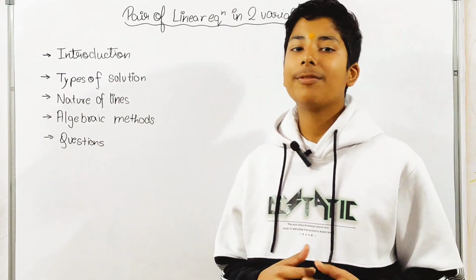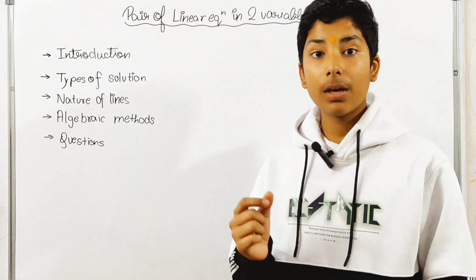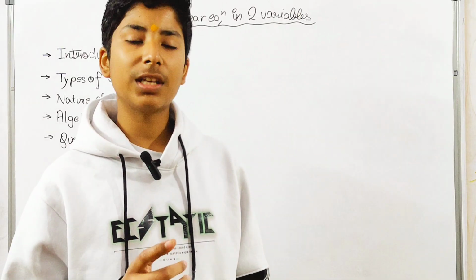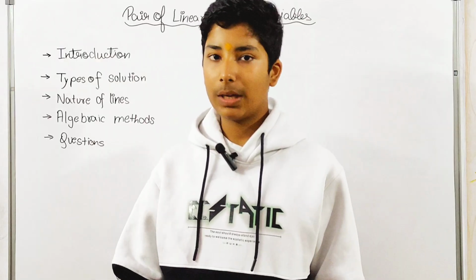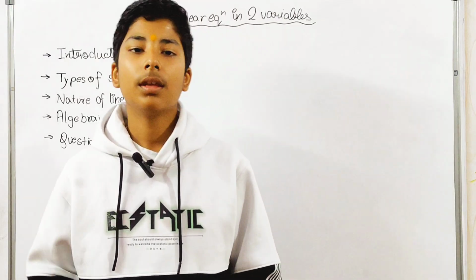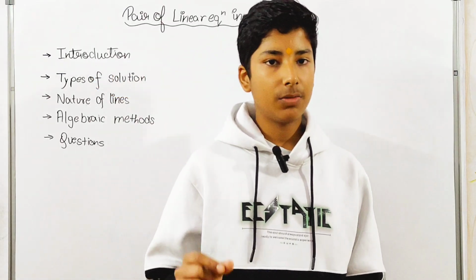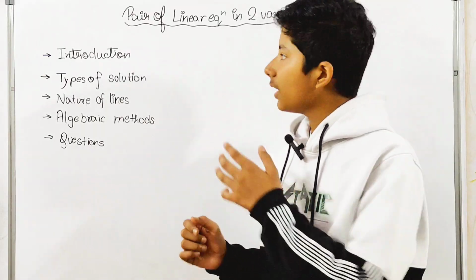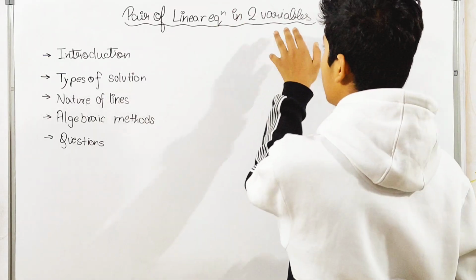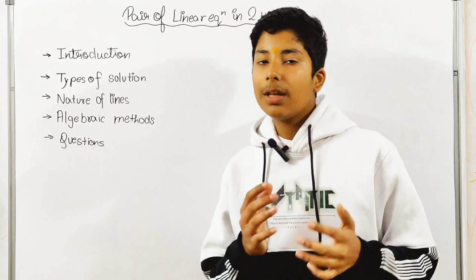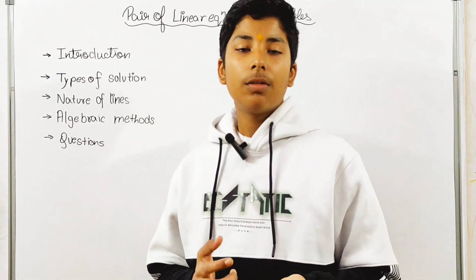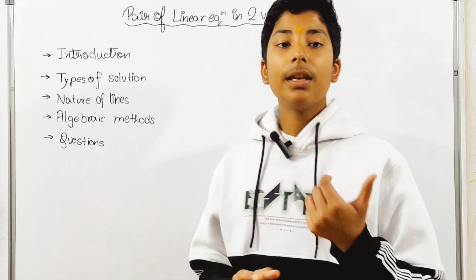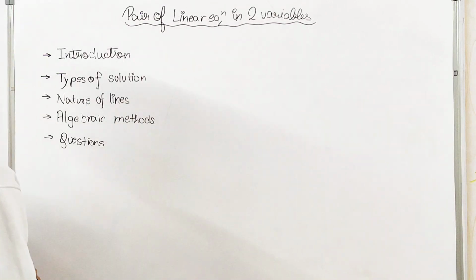And today we'll start with a new chapter which is pair of linear equations in two variables. So firstly, what is a linear equation in two variables? We have studied this in the previous class, which was class 9th. In class 9th we have studied that a linear equation in two variables has two variables, which are usually x and y, in a single equation.